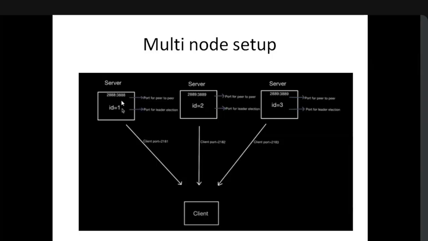2181 is the port which will be visible to everyone, which will be public. But these 2 ports which we saw just now, 2888, 3888, 2889, 3889, are internal ports which will never be visible to you as a client or as a consumer, or as a Kafka broker. You will not be able to see these ports. Those will be used internally. So these things you have to keep in mind always.